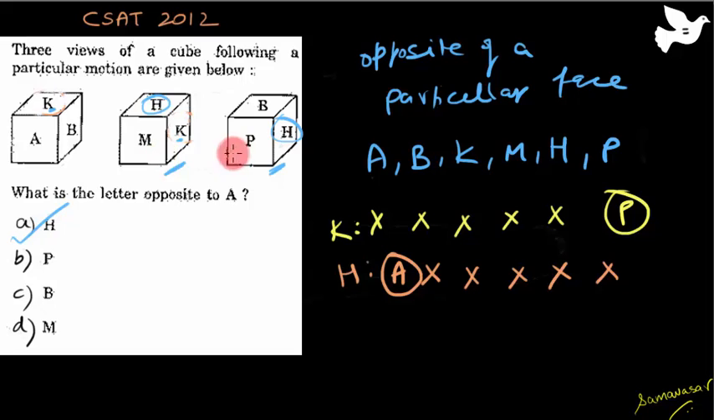If I have two cubes which do not contain the alphabet or symbol which is being asked in the question, and the other two symbols in these two views are different, then the technique works. If this also had something like K, then this technique would not work. But if H is common between these two and the other two alphabets in these two views are different, then opposite to A will simply be H.